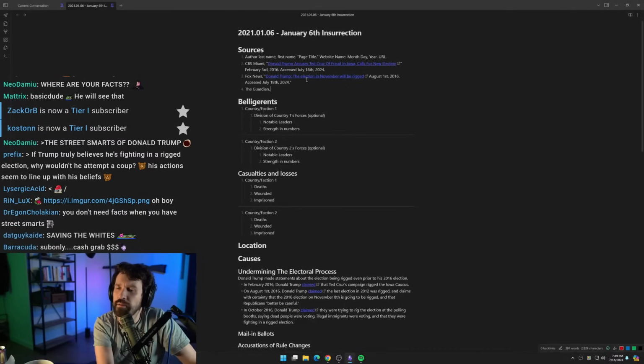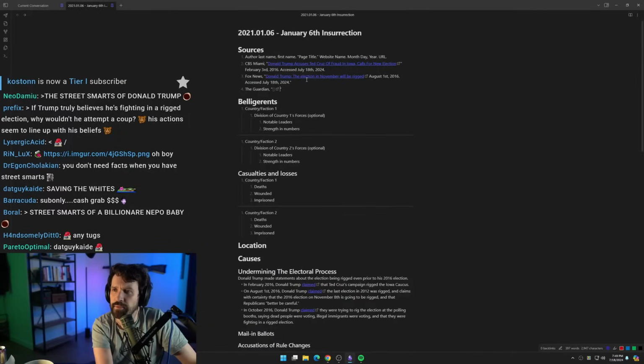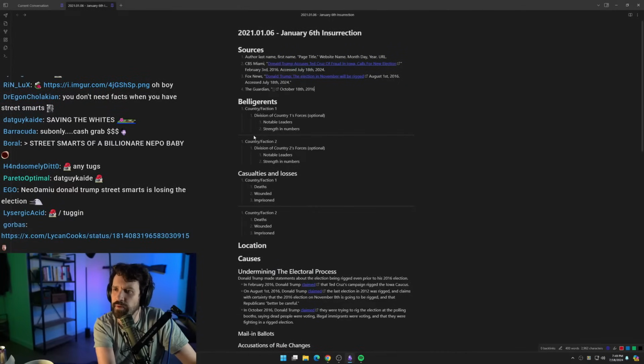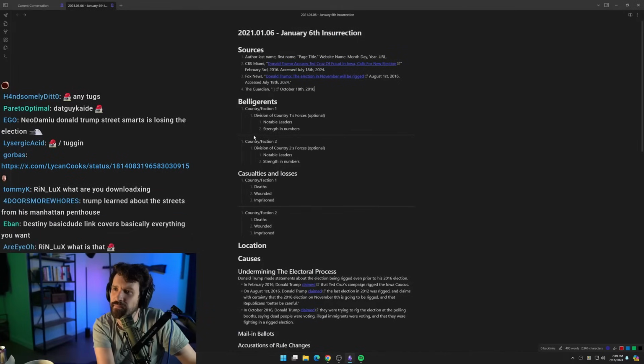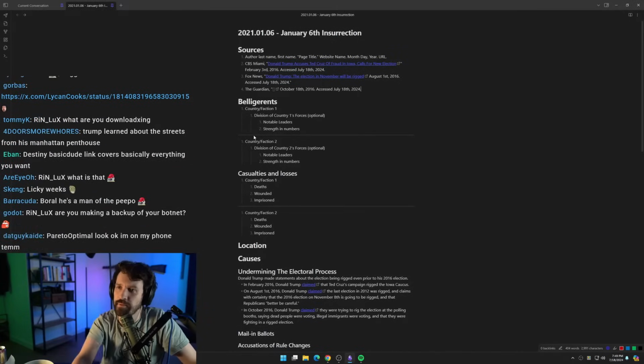Hold on. This is The Guardian. Published on October 18th, 2016. Accessed July 18th, 2024.